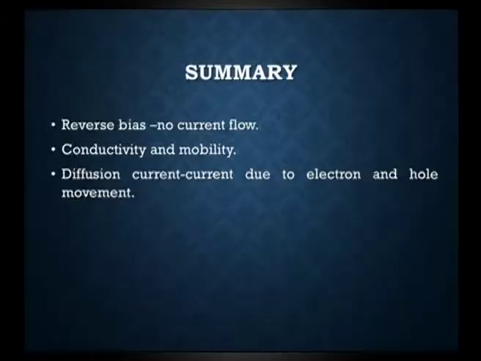Finally, we come to the end of this session, where initially we discussed the reverse bias mode of operation in a PN junction. Due to the reverse bias mode of operation, there will be no current flow initially when the voltage is applied. There will be very little or no current, we can say. The width of the depletion layer will increase as we apply the voltage.